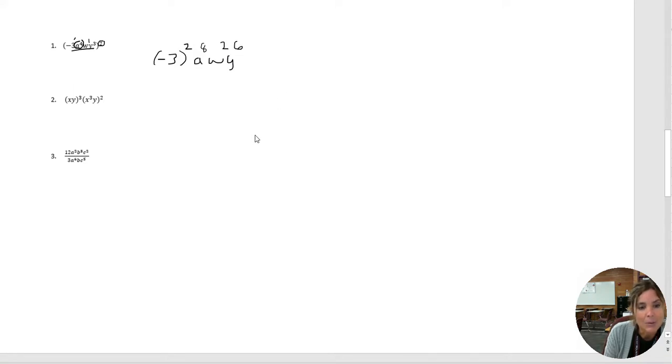Okay. Now, when we do our final answer here, we need to realize that -3 to the second power is -3 times -3, and that is a +9. Okay, so this should be 9a to the 8th, w to the second, y to the 6th.